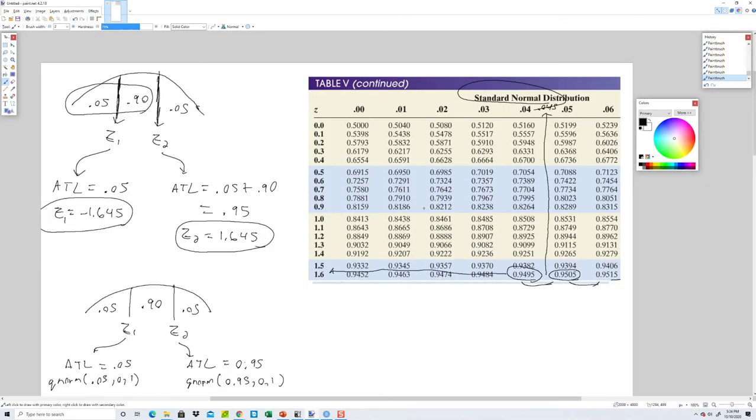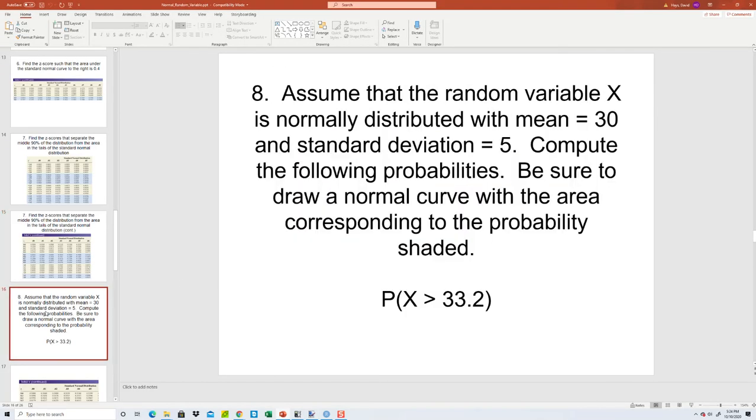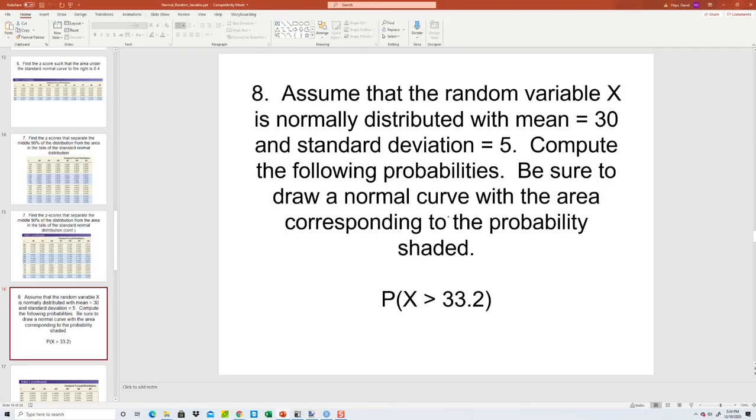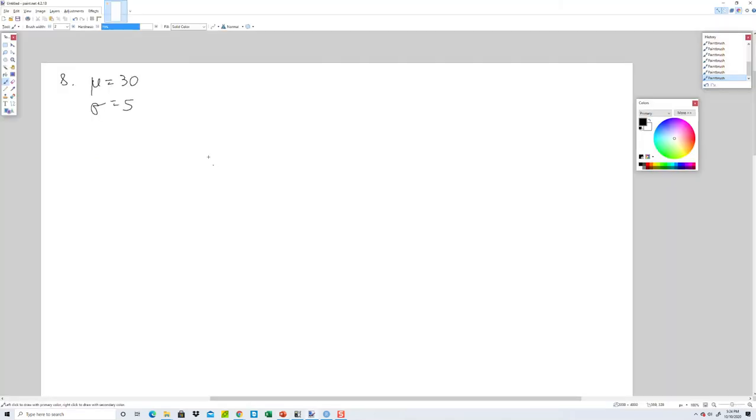Okay, let's clear this off, and then we'll look at number 8. Assume that the random variable x is normally distributed with a mean of 30 and standard deviation of 5. So mu is 30, standard deviation is 5. It says compute the following probabilities. Be sure to draw a normal curve with the area corresponding to probability shaded. Probability x is greater than 33.2. So x is 33.2. Greater than would be shaded this way.